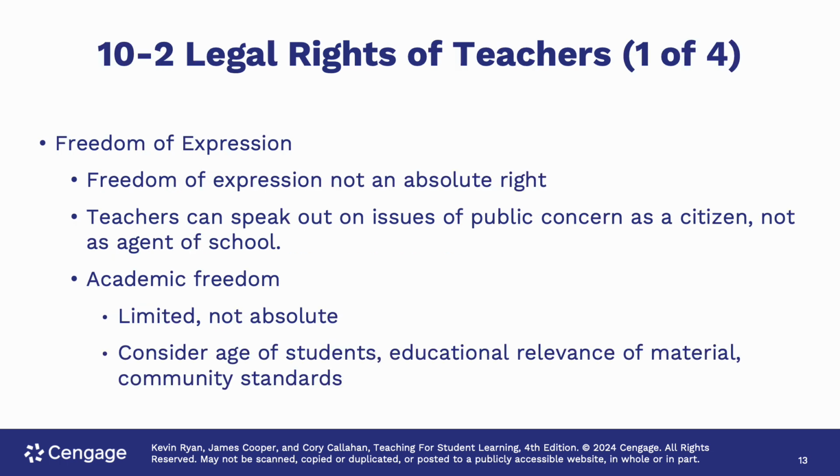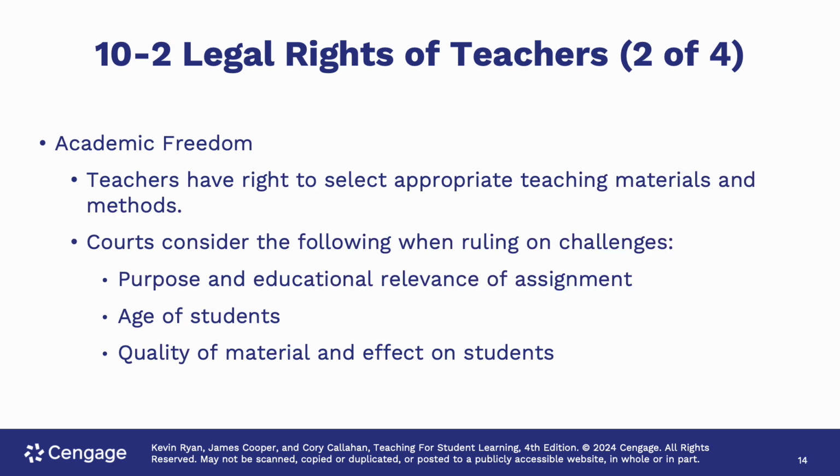Freedom of expression is not an absolute right. Teachers can speak out on issues of public concern as a citizen, but not as an agent of the school. Academic freedom is limited, but not absolute. You have to consider the age of the students, the educational relevance, and community standards. Teachers have the right to select appropriate teaching materials and methods, but courts consider the following when ruling on challenges: purpose and educational relevance, age of the students, quality of material, and effect on students. And as we know from recent court rulings, there's a lot more parental and state and local involvement in teachers' classrooms today.